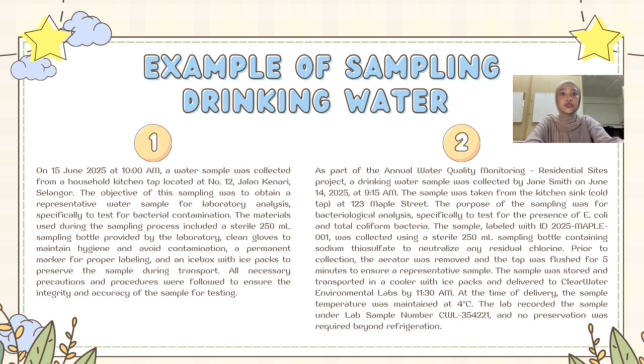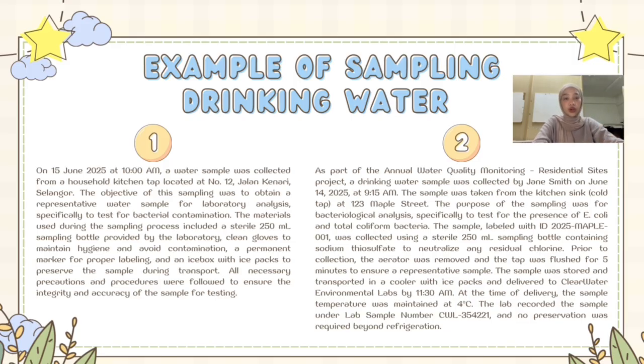The materials used during the sampling process include a sterile 250 ml sampling bottle provided by the laboratory, clean gloves to maintain hygiene and avoid contamination, a permanent marker for proper labeling, and an ice box with ice packs to preserve the sample during transport. All necessary precautions and procedures were followed to ensure the integrity and accuracy of the sample for testing.